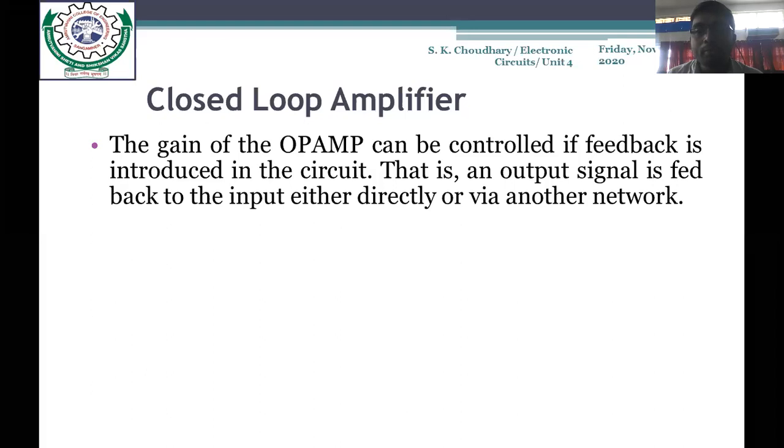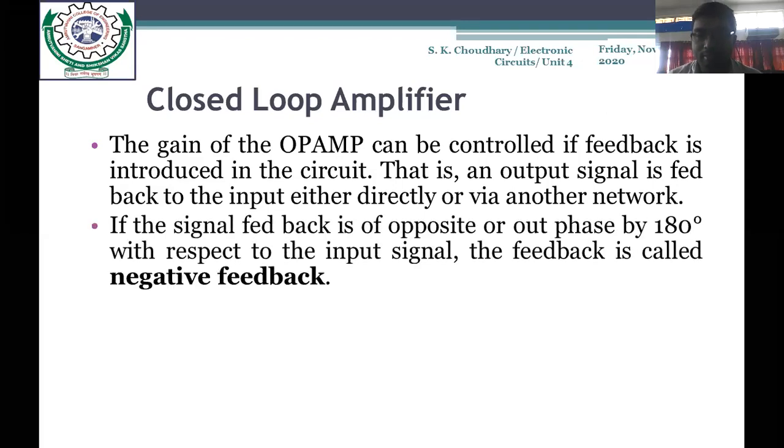Basically, closed loop is used to stabilize the gain, because we know that the open loop gain is very high. We are required to stabilize it. That's why we have to use the feedback network. If the signal fed back is of opposite phase, out of phase by 180 degrees with respect to the input signal, the feedback is called negative feedback.